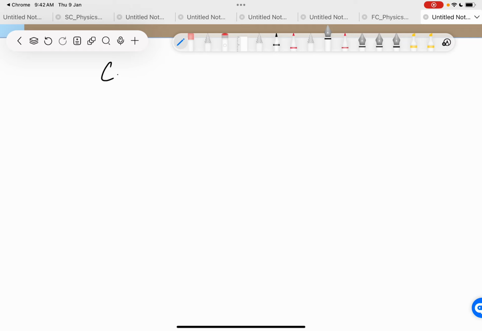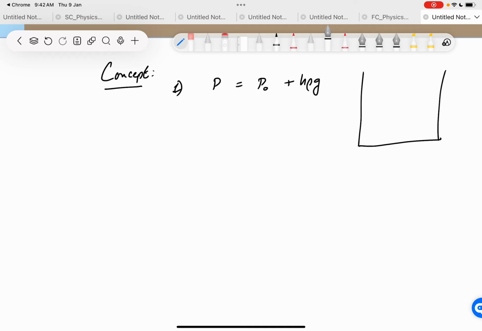So in today's class we will learn about a mixed concept. Number one, the pressure at any particular depth is given as the atmospheric pressure plus h times rho times g. This we have seen already. We may have seen this in our fluid dynamics class.